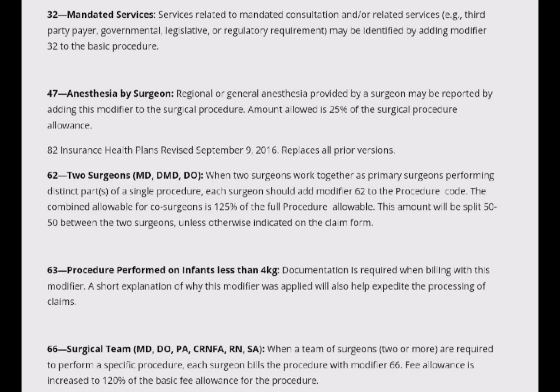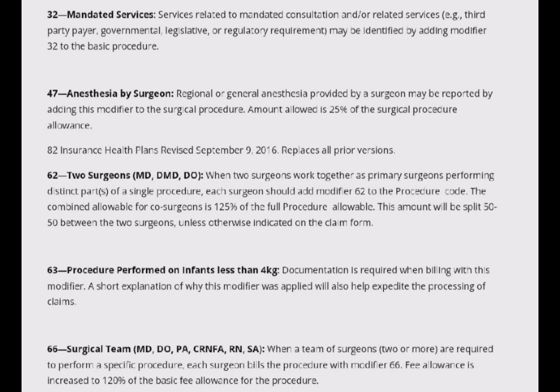62. Two surgeons, MD, DMD, DO. When two surgeons work together as primary surgeons performing distinct parts of a single procedure, each surgeon should add modifier 62 to the procedure code. The combined allowable for co-surgeons is 125% of the full procedure allowable. This amount will be split 50-50 between the two surgeons, unless otherwise indicated on the claim form.